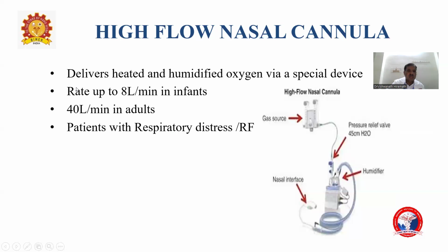High flow nasal cannula is a special type of nasal cannula which provides heated and humidified oxygen via a special device. The flow rate for infants is 8 liters per minute, and for adults 40 to 60 liters per minute. It is used for patients with respiratory distress or respiratory failure, including COVID-19 patients, who are best managed with the high flow nasal cannula.